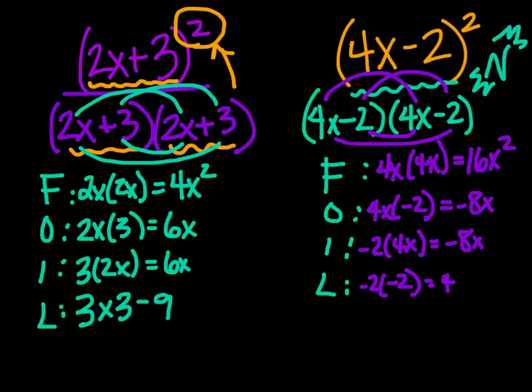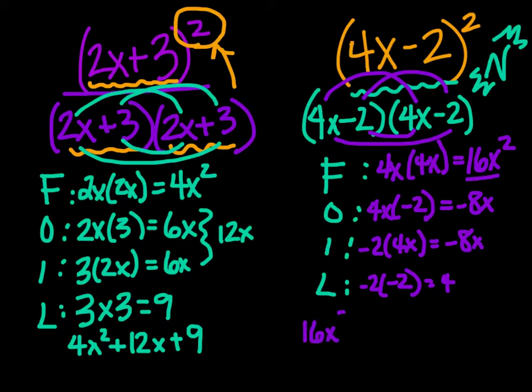Okay, so now that we're unpaused, let's check this out. I have done this work for us. 2x plus 3, that quantity squared, will multiply out to be 4x squared plus 6x plus 6x is 12x, and then plus 9. And then we can also look at our other side. We have 16x squared, negative 8x plus negative 8x equals negative 16x, plus 4.